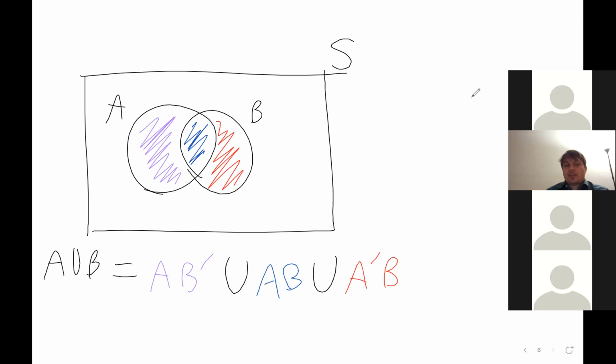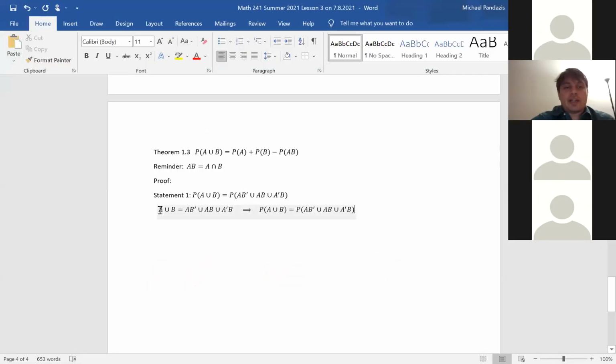Okay, and so since those two sets are equal, their probabilities are the same. So A union B is equal to the union of these three sets. Therefore, P of A union B is equal to P of the union of those three sets. Okay, statement 2.